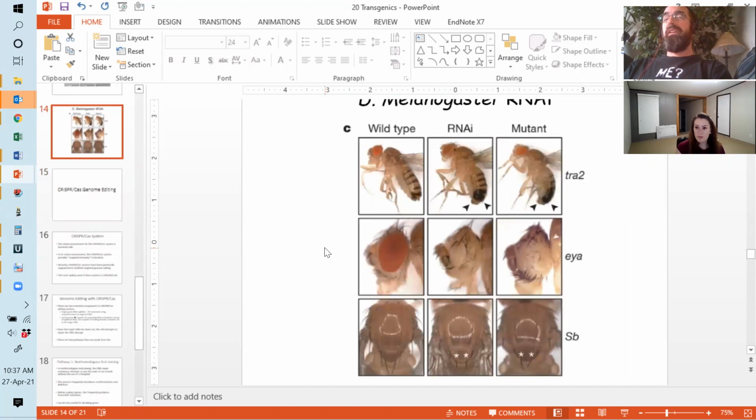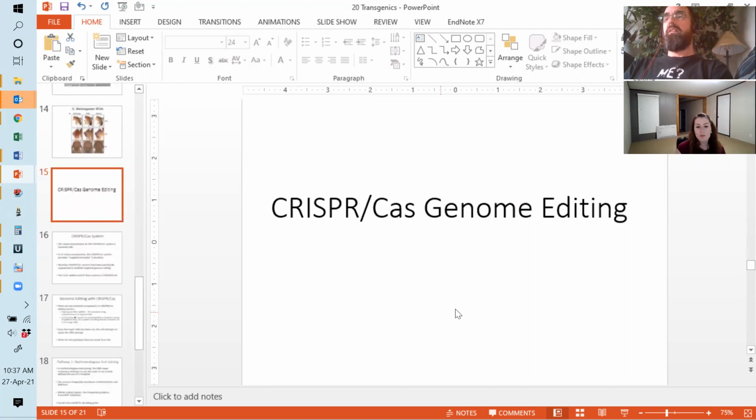RNAi has been an utterly transformative technique. It really has. It's almost on the scale of PCR, I would say. But it really has almost nothing on CRISPR-Cas9.